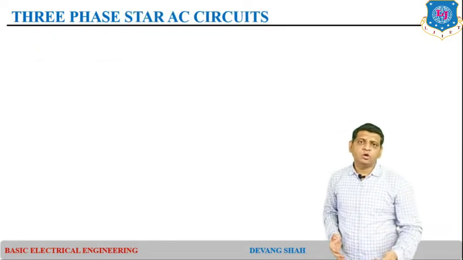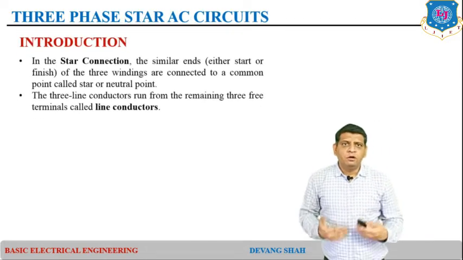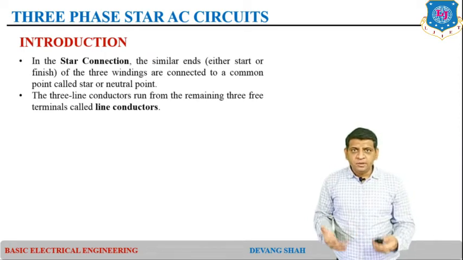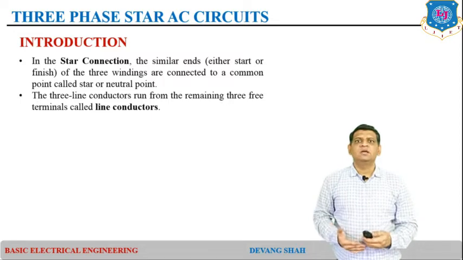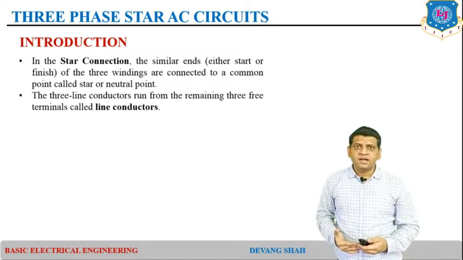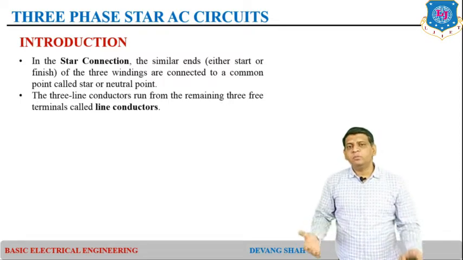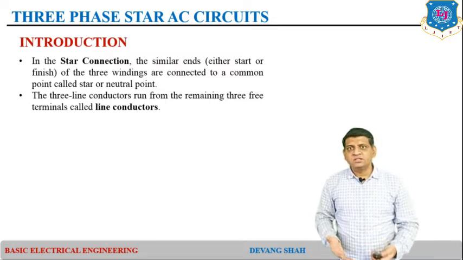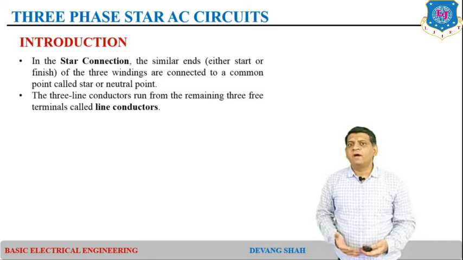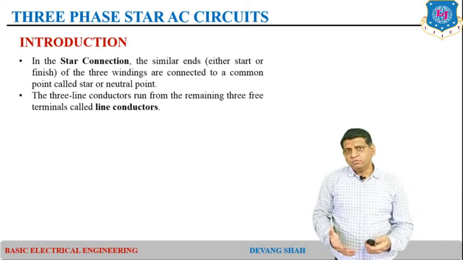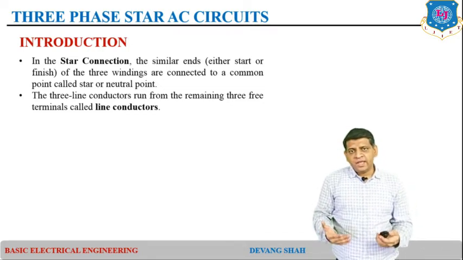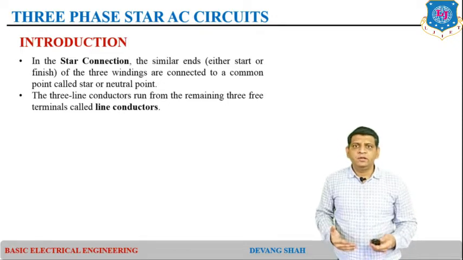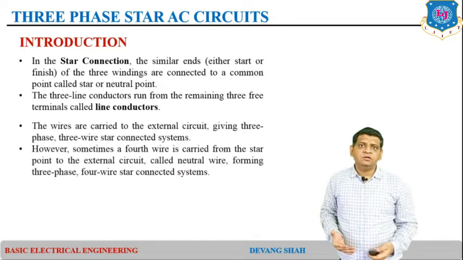If we talk more about the star connection, the similar ends, either start or finish, of the three windings are connected to a common point, and that common point we define as the neutral point, right? Sometimes it is also considered a 3-wire connection or a 4-wire connection. Here one end of each phase is connected with the common terminal, and that terminal we define as the neutral terminal.